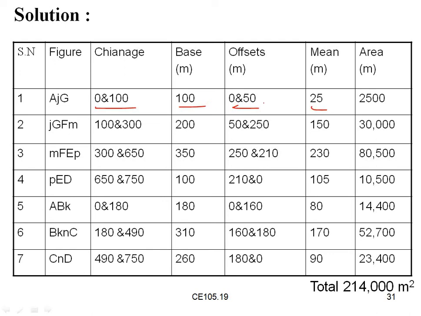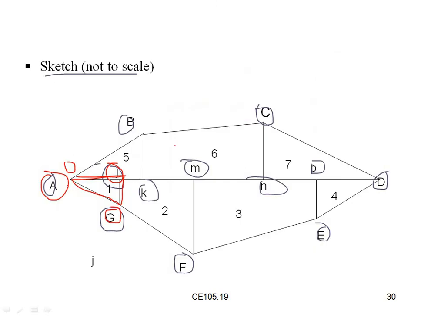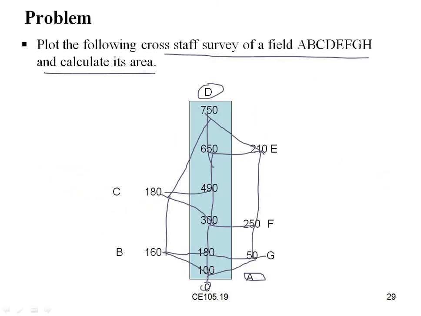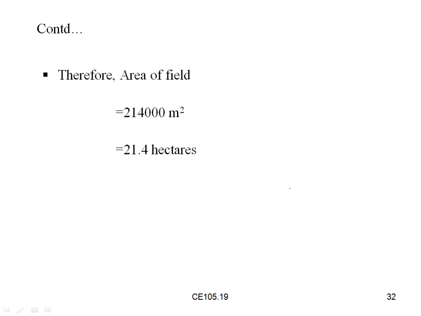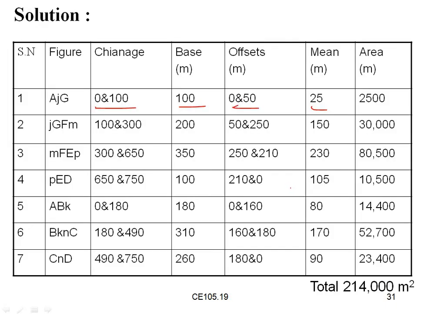So what do the 50 and 25 mean? The offsets are 0 and 50. So where are the offsets? You can see, this is 0 to 100, and next 100 to 50. So 50 is the offset we have taken, and that we have to calculate here. Zero and 50 are the offsets between the 100. So we have to take the calculation here.